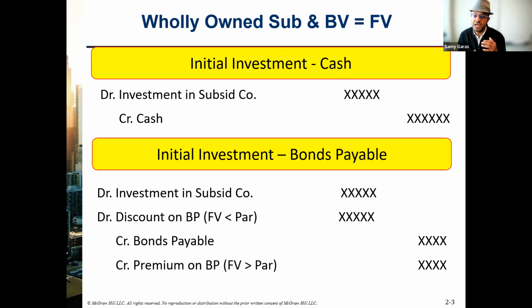And no way we can have discount and premium in the same journal entry. It's either discount or premium. But I put them here so I can have the two situations in one journal entry that will help you to remember it when you come across some examples like this.